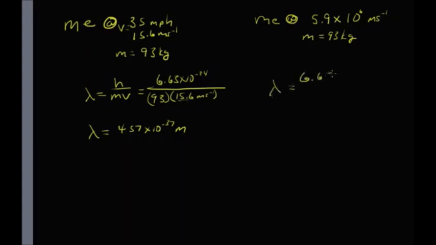Lambda equals 6.63 times 10 to the minus 34th. I'm still 93 kilograms. Now, honestly, my mass would be bigger if I was going a significant portion of the speed of light. That's just the way it is. But we'll go with it's still 93 kilograms. And I'm going 5.9 times 10 to the 6 meters per second. And so my wavelength is 1.21 times 10 to the minus 42.